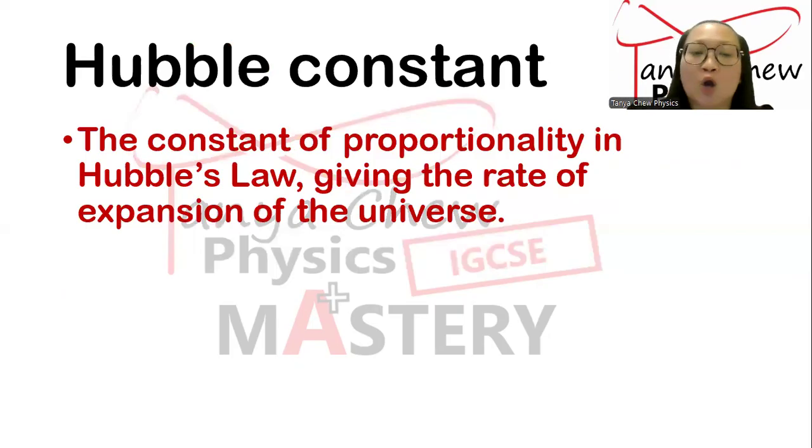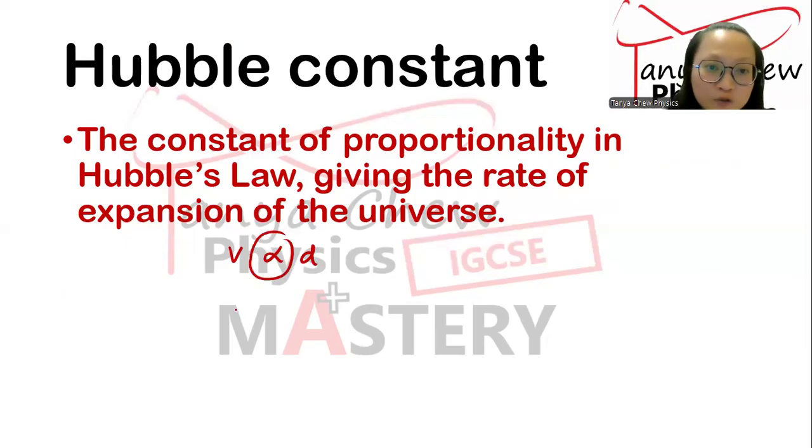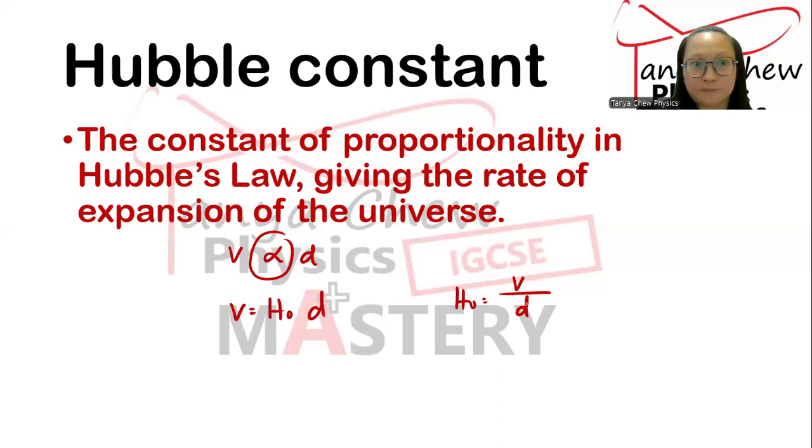The Hubble constant is the constant of proportionality in Hubble's law. Hubble's law says the speed of the galaxy moving away is directly proportional to the distance between the galaxy and Earth, right? To get rid of this proportionality, we put in H naught, the Hubble constant. The Hubble constant is equal to the speed of the galaxy divided by the distance. So it gives the rate of expansion of the universe.